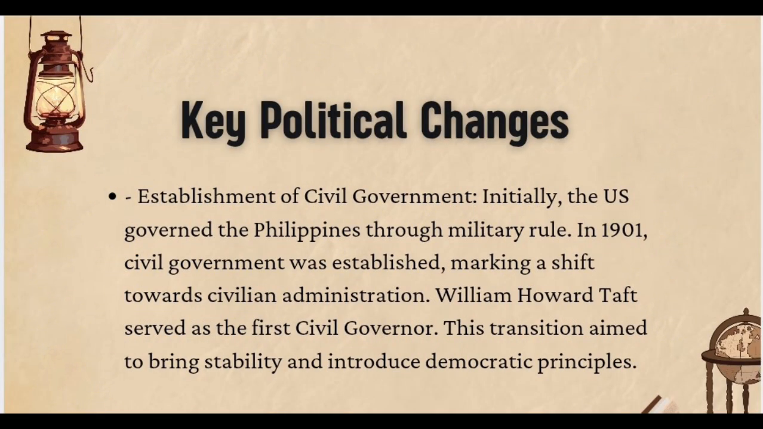Key political changes. Establishment of civil government. Initially, the U.S. governed the Philippines through military rule. In 1901, civil government was established, marking a shift towards civilian administration. William Howard Taft served as the first civil governor. This transition aimed to bring stability and introduce democratic principles.